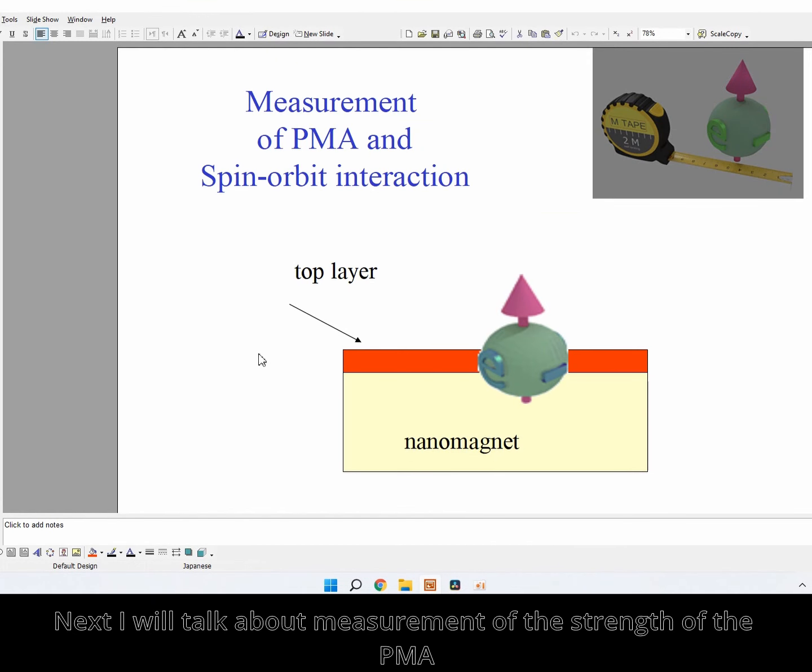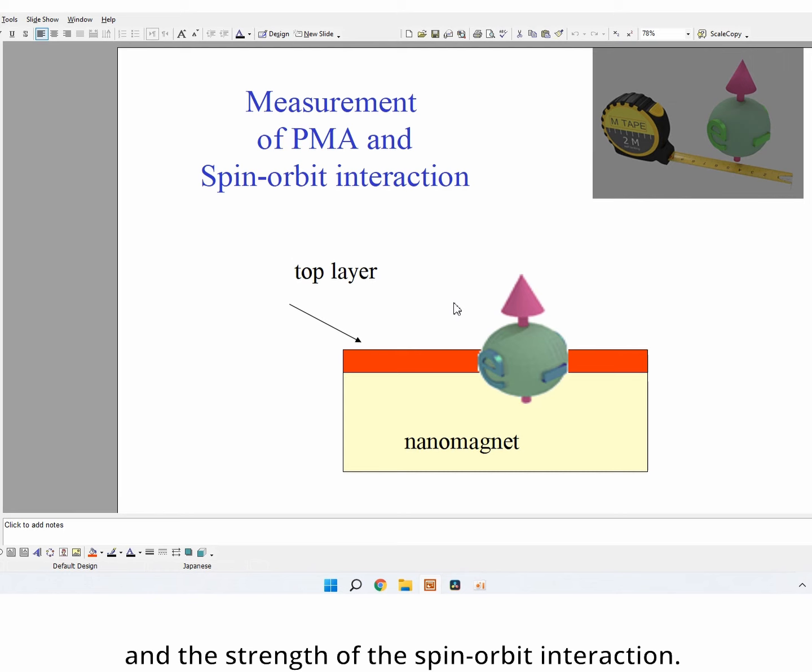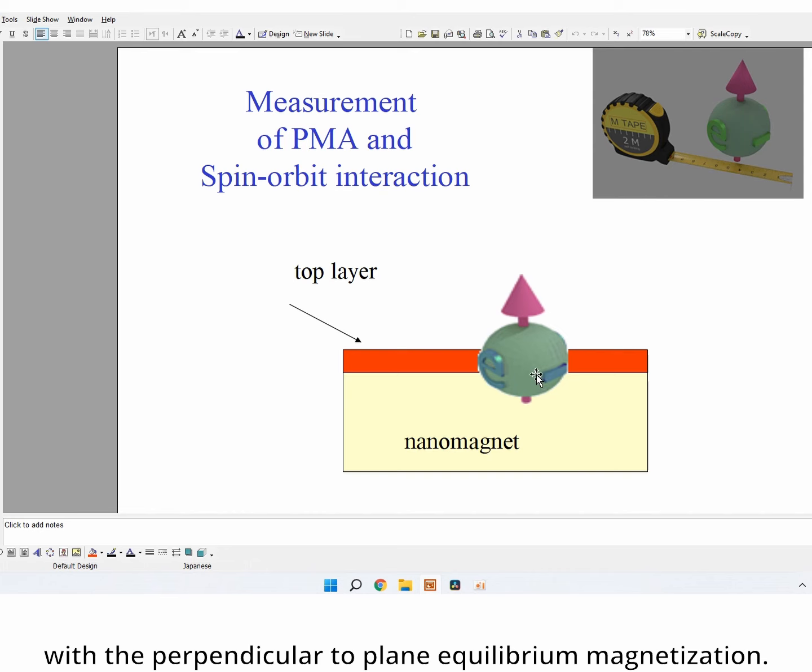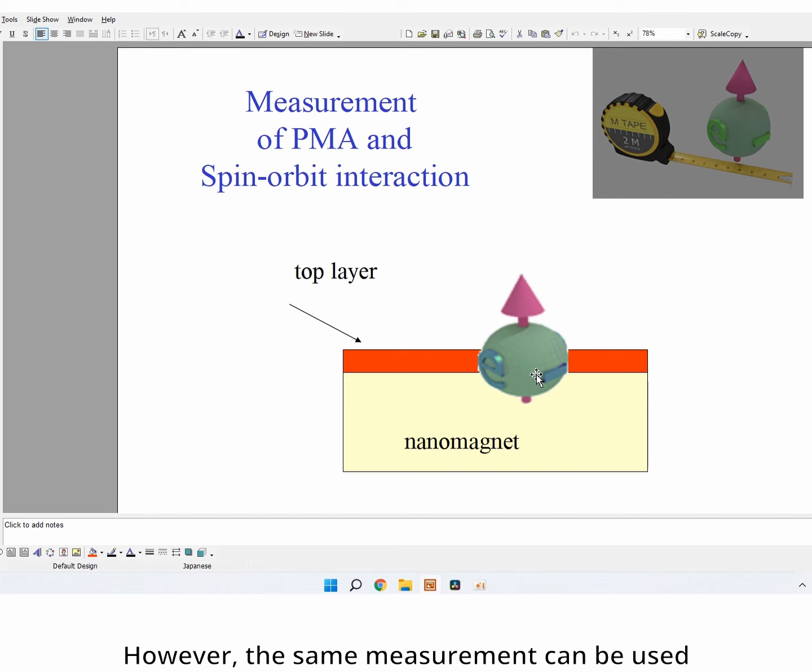Next, I will talk about measurement of the strength of the PMA and strength of the spin-orbit interaction. I will only talk about nanomagnet with a perpendicular to plane equilibrium magnetization. However, the same measurement can be used for nanomagnet with the in-plane magnetization.